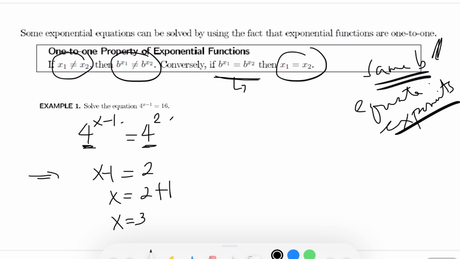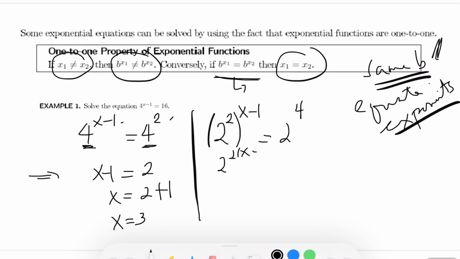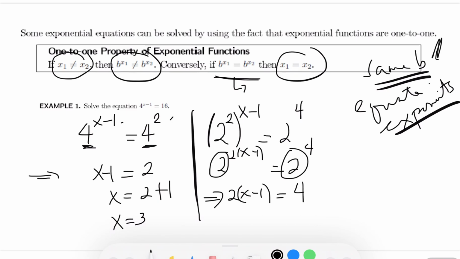Another solution: 4 is 2 squared, right? In terms of base 2. So 16 is 2 raised to 4. By the power rule, this becomes 2 raised to 2 times x minus 1, equals 2 raised to 4. Now they have the same base, 2. By the one-to-one property, we have 2 times x minus 1 equals 4. Distribute: 2x minus 2 equals 4.